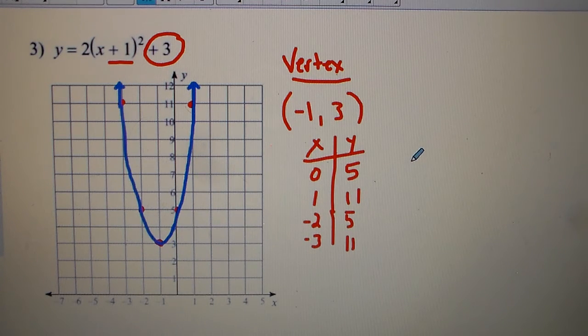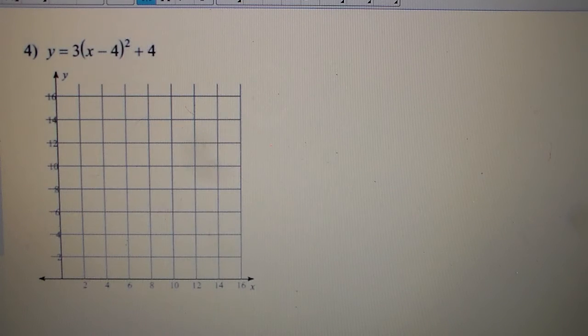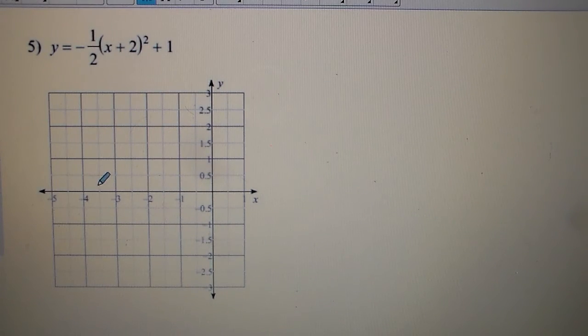All right. So let's go over one with a multiple. Oh, actually, better yet, let's go over one with a fraction. So we have y equals negative a half, and then x plus 2 squared plus 1. So start with the fraction. It's going to make the U a little bit wider, a little bit thicker. And I'll show you exactly what I mean.